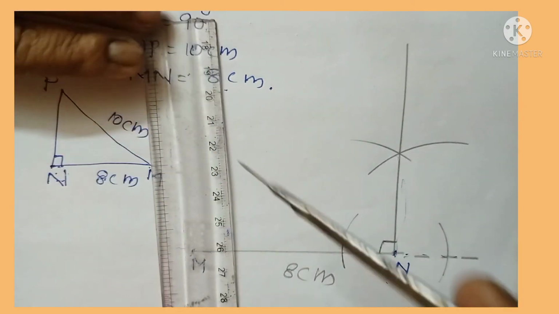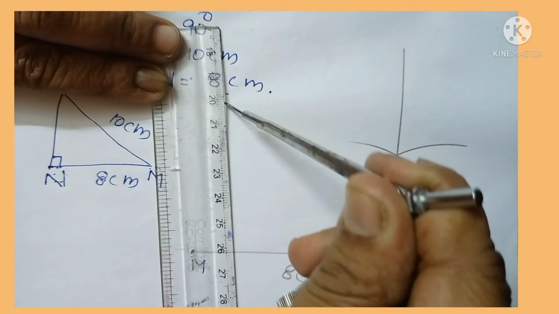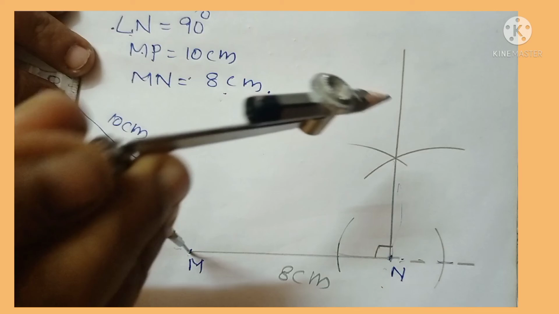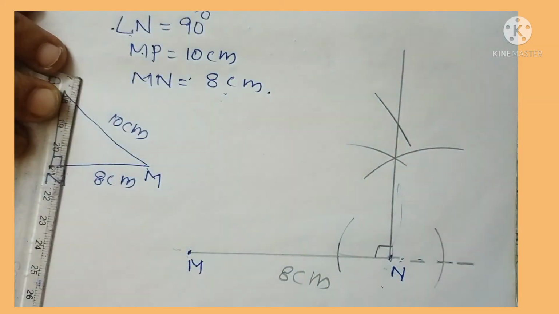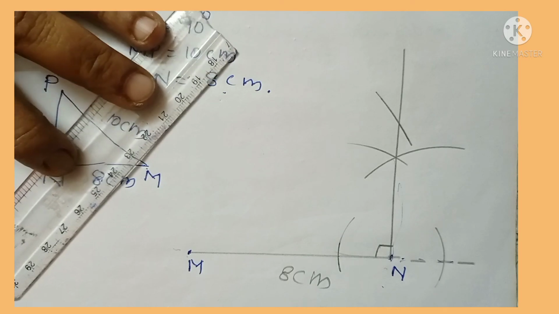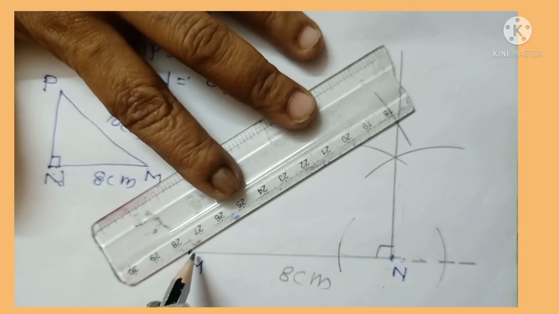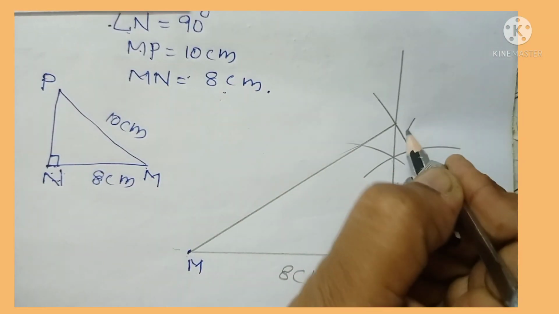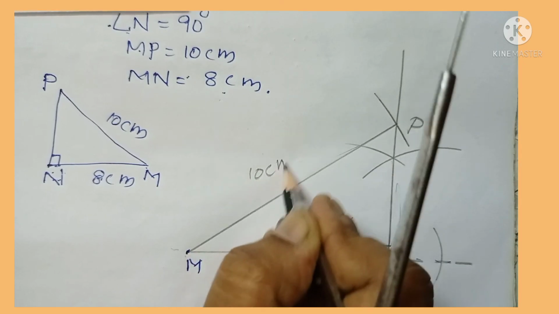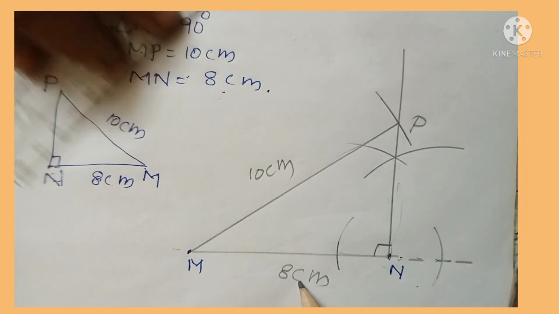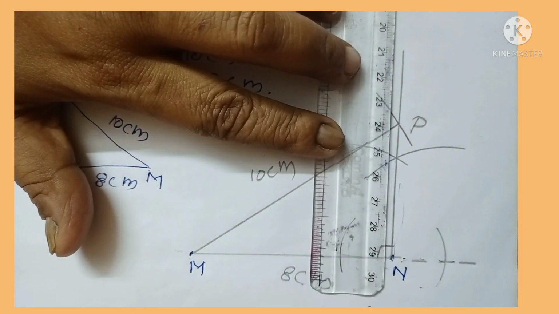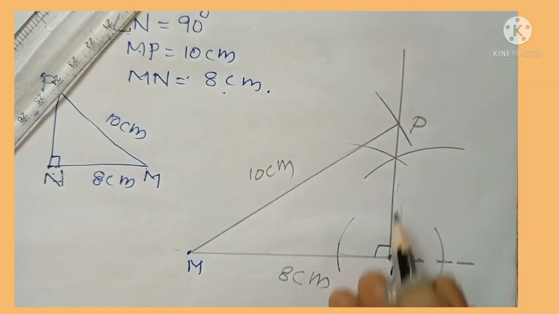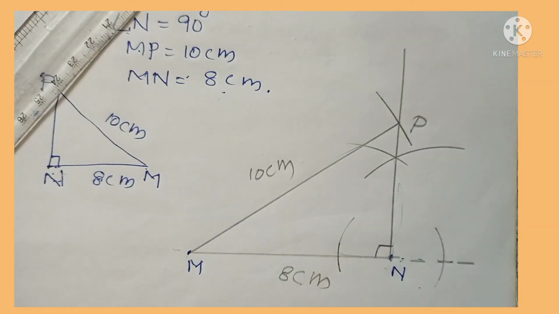So in the compass we want to take 10 centimeter. So this is 10 centimeter. Then from M we want to take 10 centimeter and draw an arc. So that arc touches the perpendicular at a point, then join that point with M. Then this is the point P. That means it is 10 centimeter and this is 8 centimeter, and we can measure it. Then this is the way we can construct the triangle.